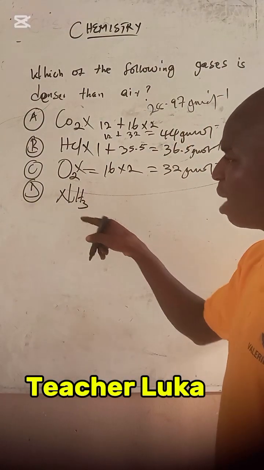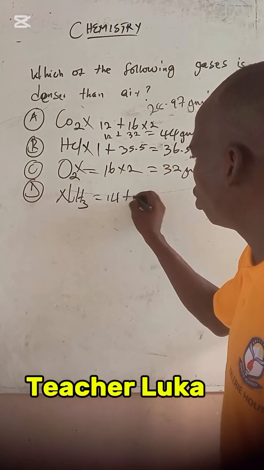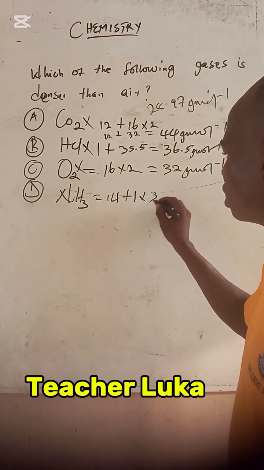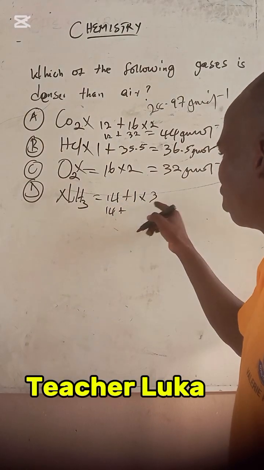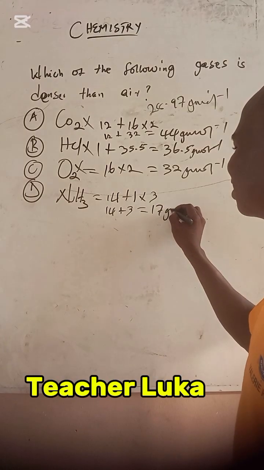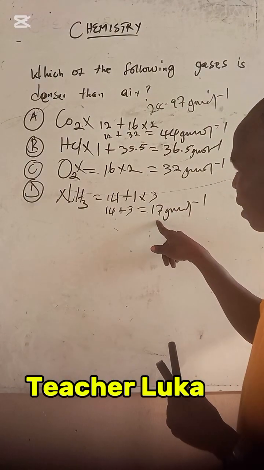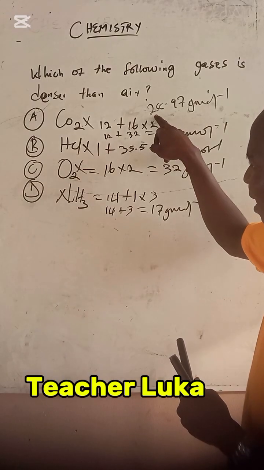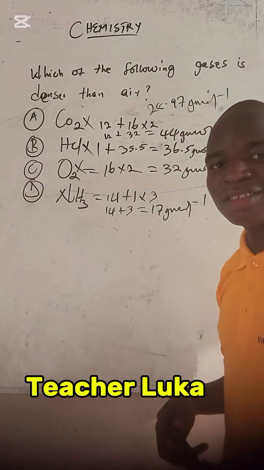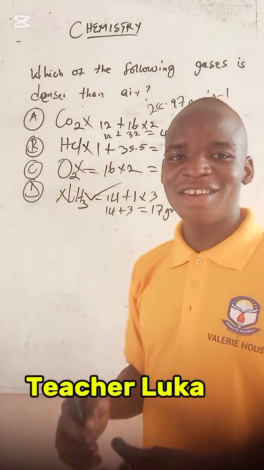Now let's check ammonia. So ammonia is nitrogen is 14 plus hydrogen, which is 1, but we have 3 atoms, so 1 times 3. This is equal to 14 plus 1 times 3 is 3, and of course 14 plus 3 is what? 17 gram per mole. Okay, and of course 17 gram per mole is lighter and below 28.97. So our answer becomes ammonia, NH3.